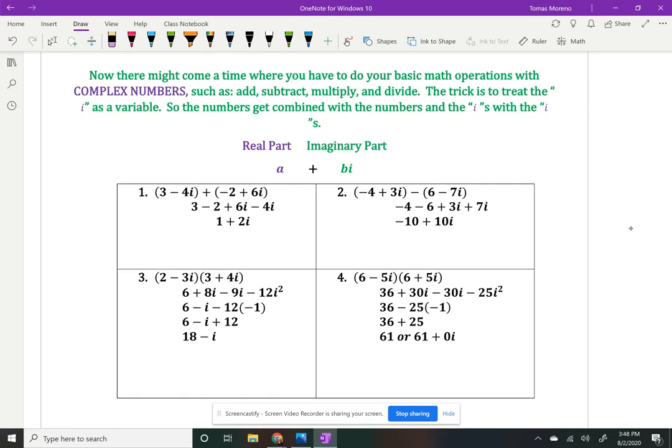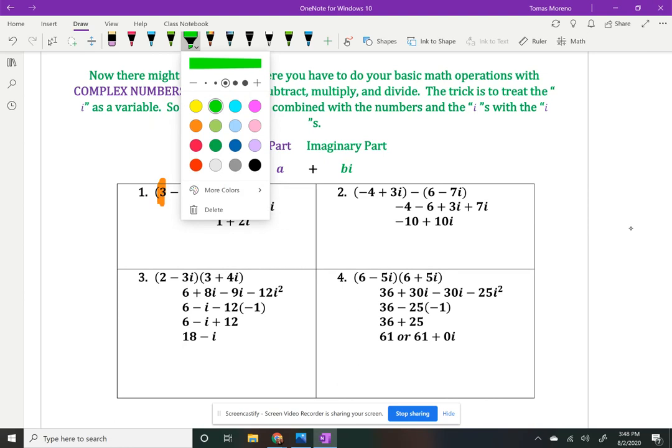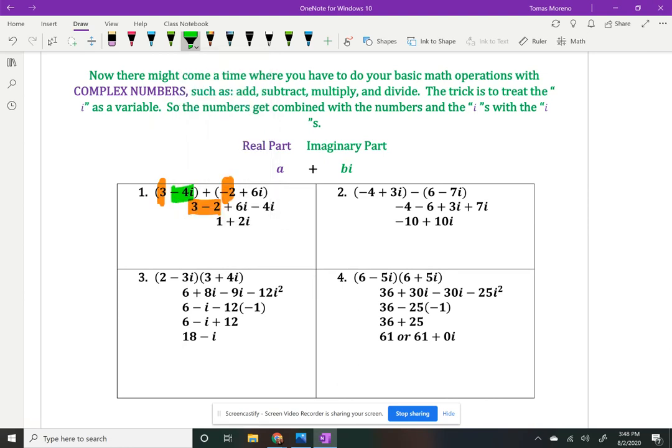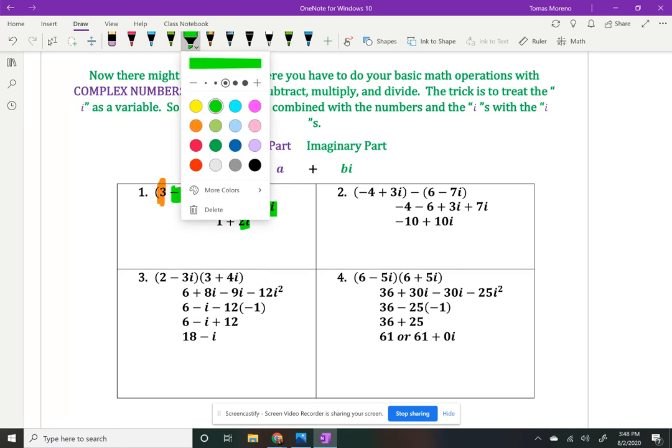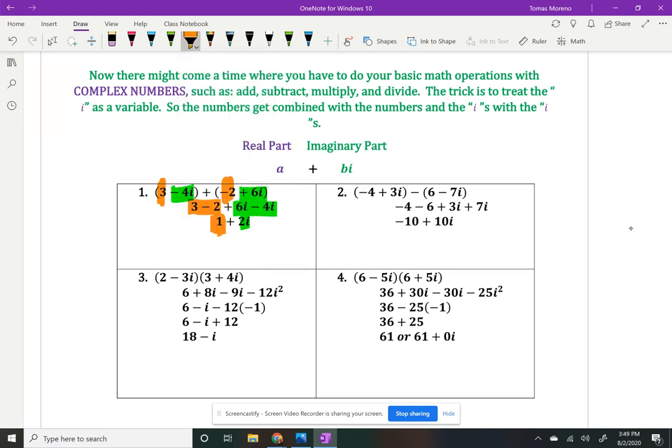So if you notice, I rearranged stuff. I have the 3 and the -2 together, and then I have the -4i and the 6i together. So I can see my imaginary part and my real part, okay? So this would be this one right here. So 3 minus 2 is 1. 6i minus 4i is 2i, right?